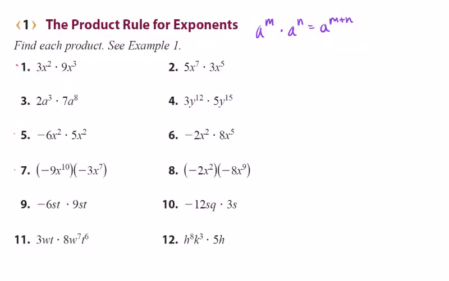All right, so here are some examples of the product rule. So remember our formula. If we multiply bases that are like bases, in this case, a, then we can just add their exponents. So we can get down to a single one of those bases and just add the exponents.